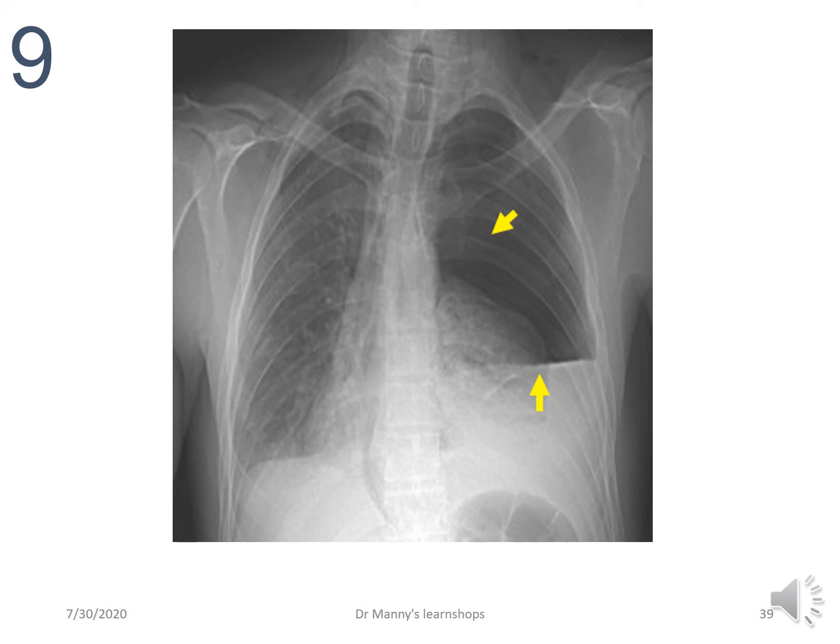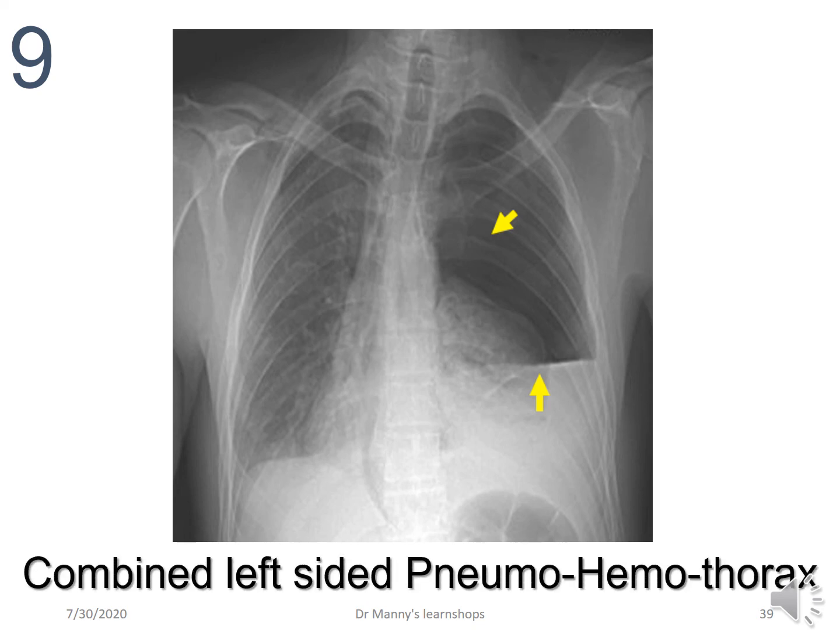If this was a film taken in the erect position, which I assume it would be, we can see that there is a fluid level on the left side of the thorax. So this would be an example of a combined left-sided pneumo-hemothorax. But on physical examination, the patient would be in trouble. They would probably be unstable.